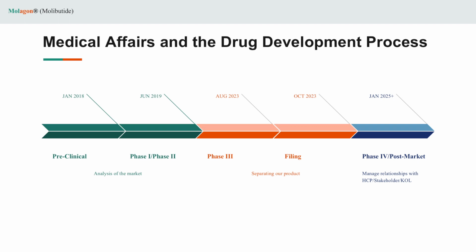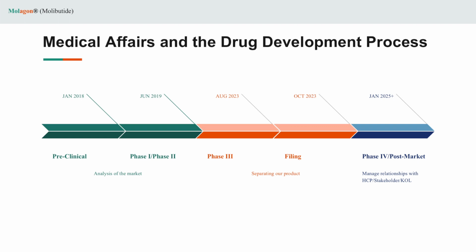Alright, so next we're going to talk about medical affairs involvement in the drug development process. So first, for the preclinical as well as the phase 1 and phase 2, our goal will be to analyze the market. So we will analyze the unmet needs from current medications for the diabetes market. We will also identify areas for further education for both patients and healthcare professionals. We will lastly describe the burden of disease based off of disability adjusted life year.